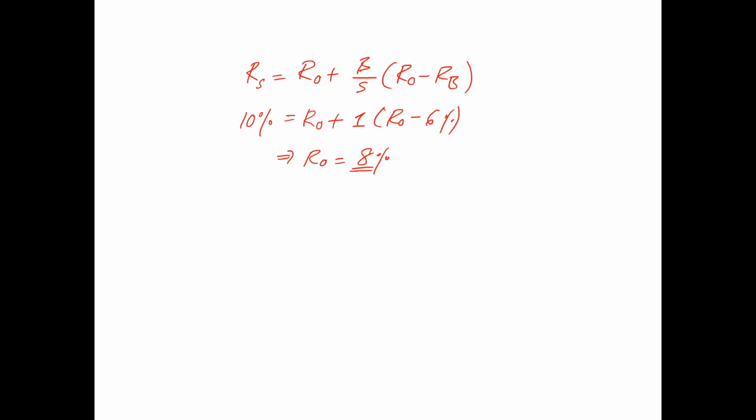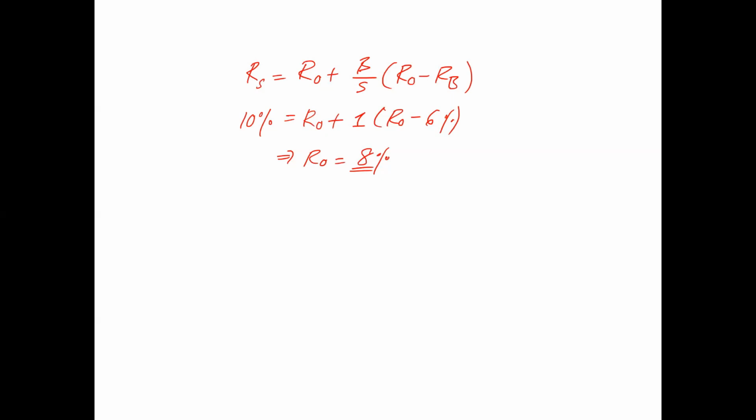Now you can try and solve this. Basically, this will become R_0 plus R_0, so 2 R_0, and then 6% will go on this side to become 16. So 16 divided by 2 is going to be 8. Yes, I know that's the same value as the WACC without the tax shield. Yes, that's not a coincidence actually. It's a good observation.